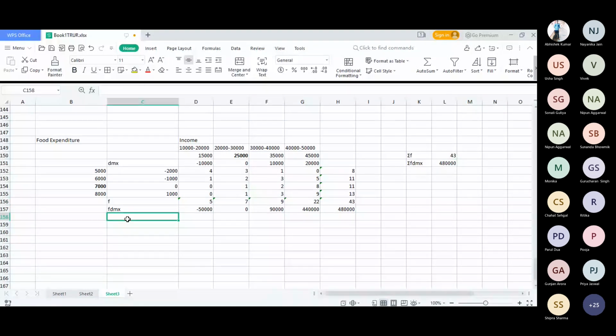Now next, similarly you want f dmy. So this is your y, this is your dmy data. This is your dmx, this is your dmy. Now you have to calculate f dmy. Here f is 8, which will be multiplied by this dmy. So minus 16,000 will be the first value of f dmy. Similarly, you can calculate all the other values.